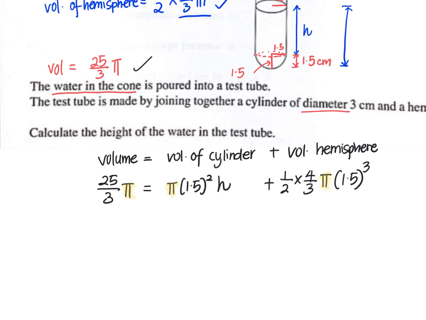All of them have pi units. So to simplify the whole equation and make the calculations easier, we can drop the pi and we'll be left with 25 over 3. This one is 1.5 squared. Since it's a decimal, I work in improper fractions for algebra. So 9/4 h plus half times 4/3, leaving out the pi, 1.5 cubed. I'm left with 9/4. No more h, no pi.